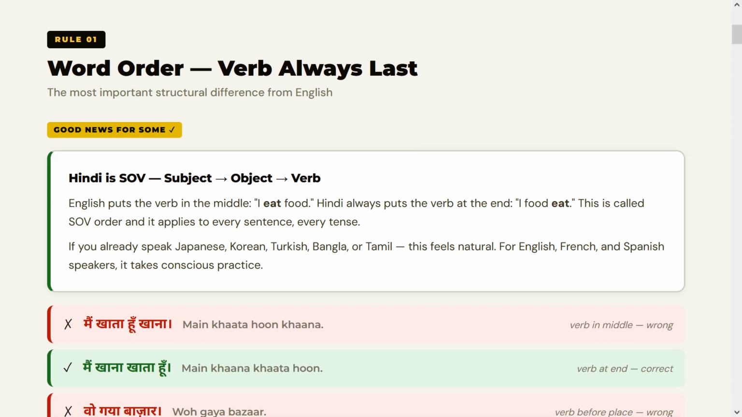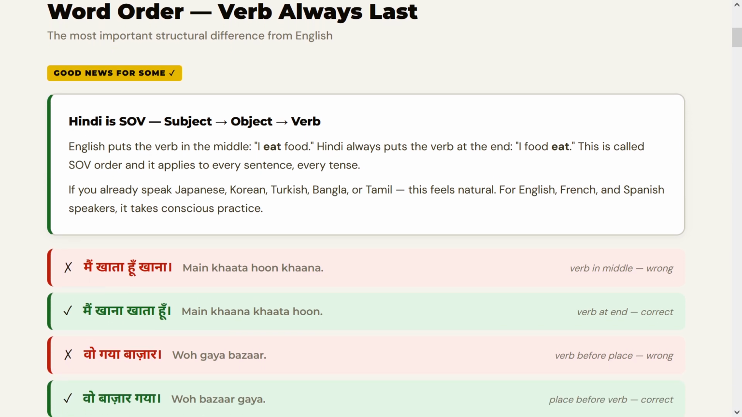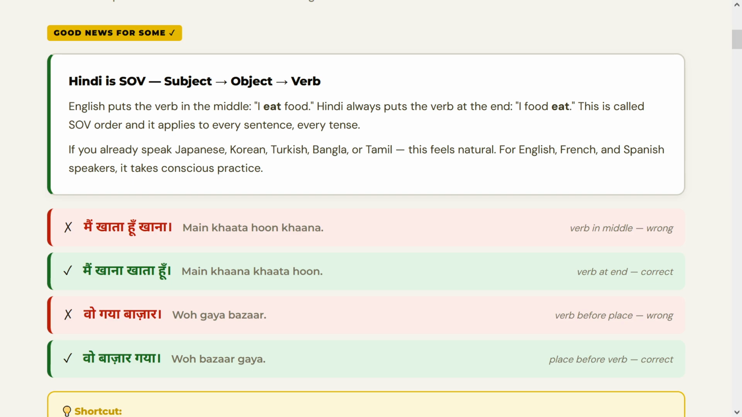Rule number 1, word order. Verb always last. Let's start with the structural rule, the one that changes every sentence you produce. In English, the verb sits in the middle. I eat food. Subject, verb, object. In Hindi, the verb always goes last. I food eat. Subject, object, verb. This is called subject object verb, SOV order, and it is absolute, no exceptions. Every tense, every sentence, the verb is always at the last.